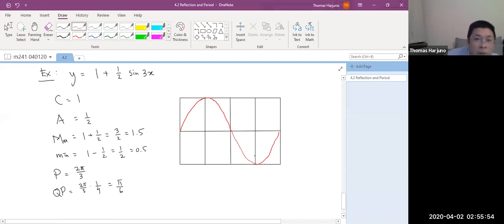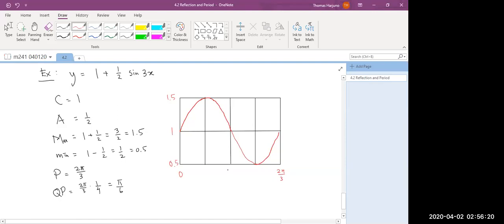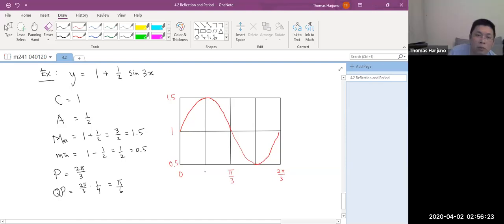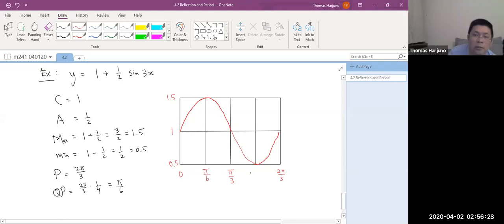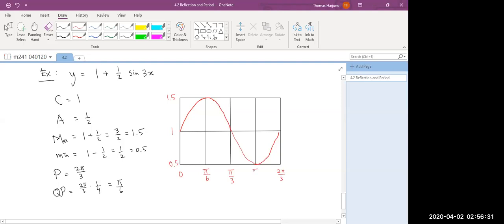Okay, now the half point is on the y. I start from the middle, which is 1, the maximum is 1.5, the minimum is 0.5. And 1.5 points on the axis. So I start from 0, the period is 2 pi over 3, and what will this be? Pi over 3. And how about this one? Pi over 6. And how about this? Pi over 2.